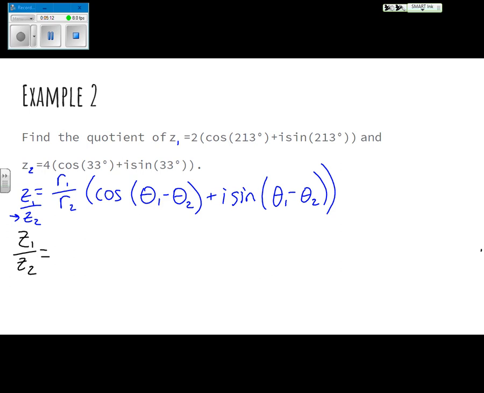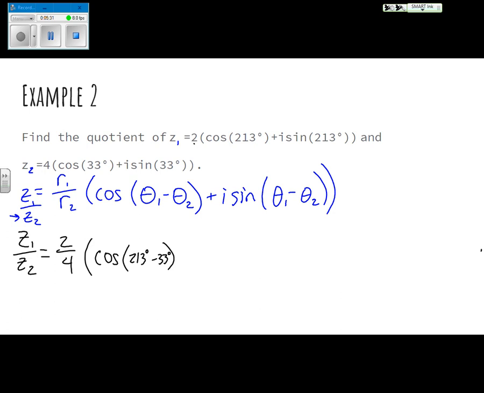All right, so Z1 divided by Z2. I'm going to take my two R's and divide them. So I have 2 and 4, so that's going to give me 2 fourths out in front. And again, a lot of you are going to be doing this in one step, and that's great. I would be as well. I'm just going to show you, at least for this video right here, what we need to do.